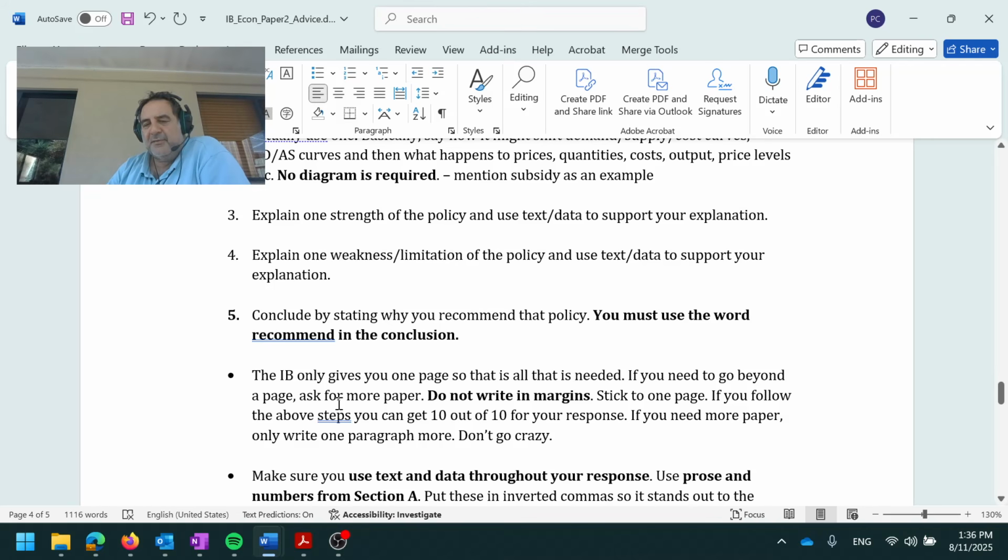Don't write in the margins. If you need to go beyond one page, don't go too much onto the second page. You can really score 10 out of 10 just by writing one page.